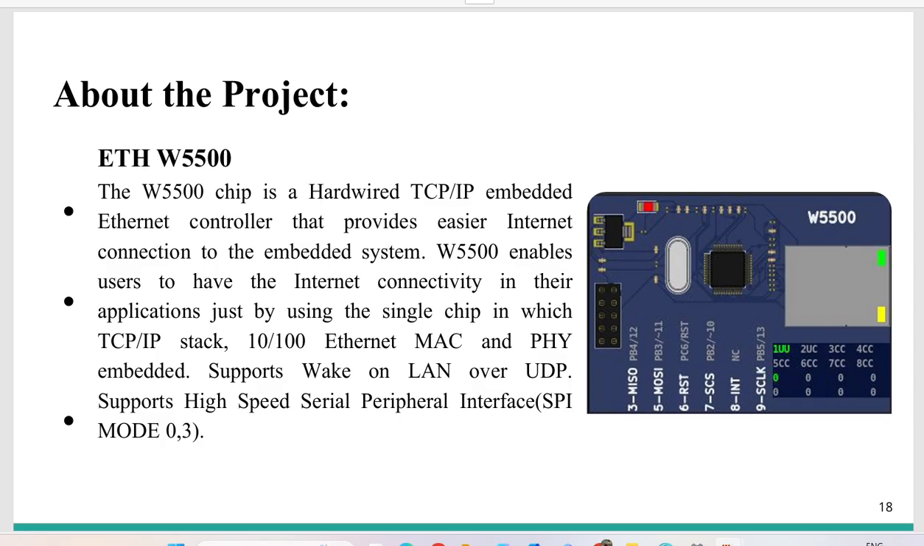The W5500 chip is hardware which is also used in very low communication in the VLSI field, which gives this internet connection to check on the devices, mainly to improve the internet.